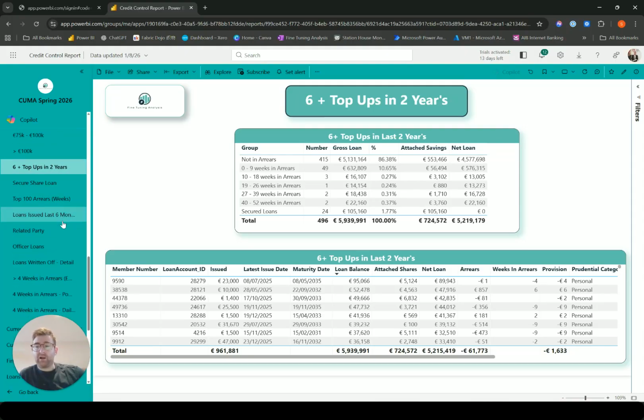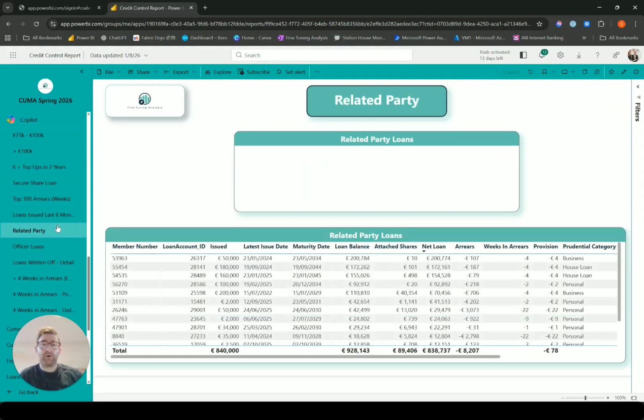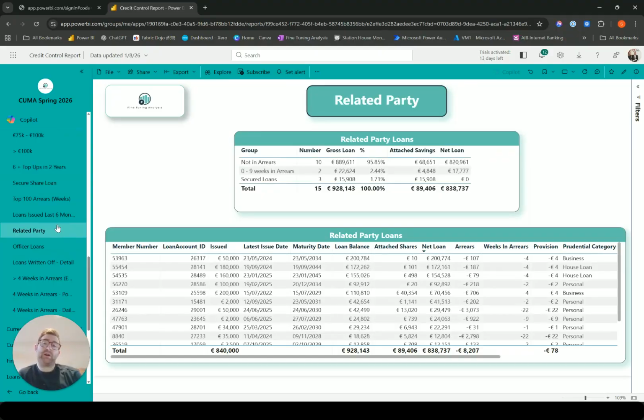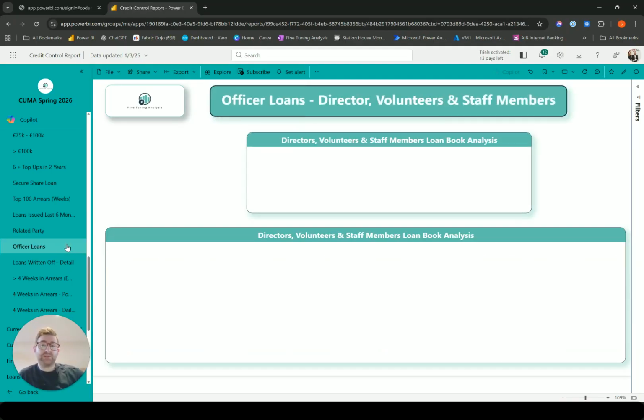And we also maybe focus on, before we get to Power Automate, we also have some related party and officer loan data here as well. So essentially filtering those loans to focus on related parties and officers as well. So a huge amount of information in there.